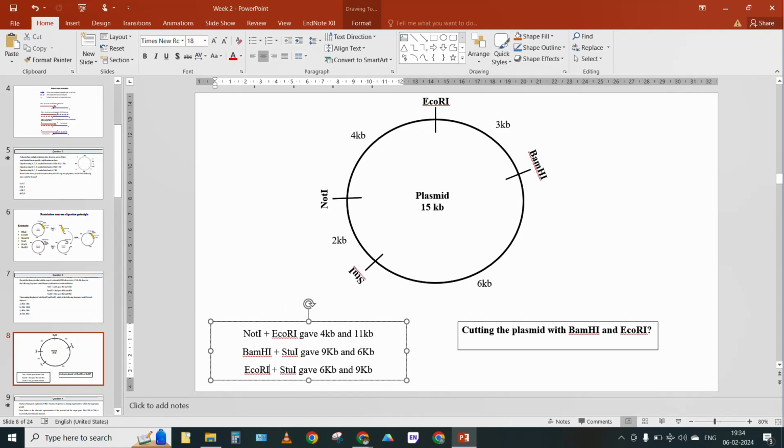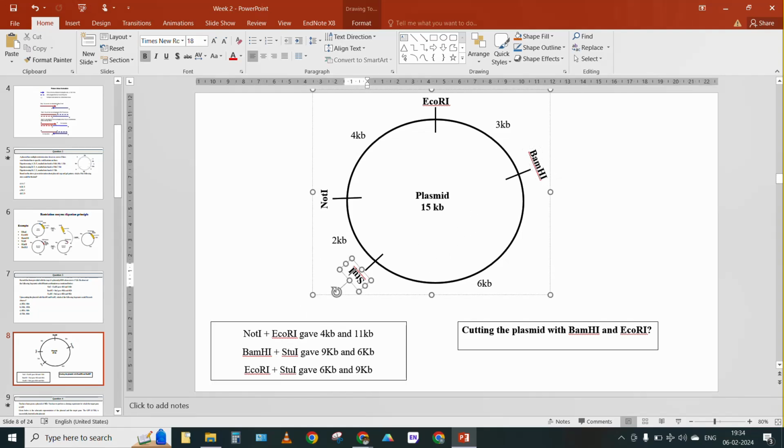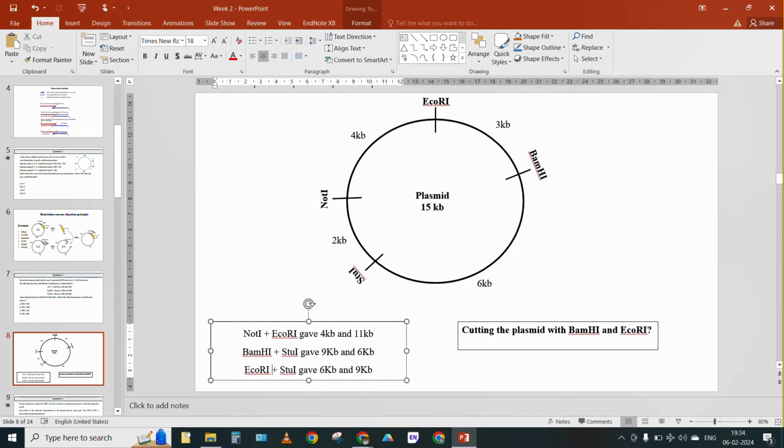Then the second combination is BamHI and StuI. So where are BamHI and StuI? This is BamHI, this is StuI. From here it's coming 6 kb in this way, and in the opposite way it's coming 9 kb. So we have two fragments, one of 6 kb and one of 9 kb. And the third combination is EcoRI and StuI, which gives 6 kb and 9 kb as well.